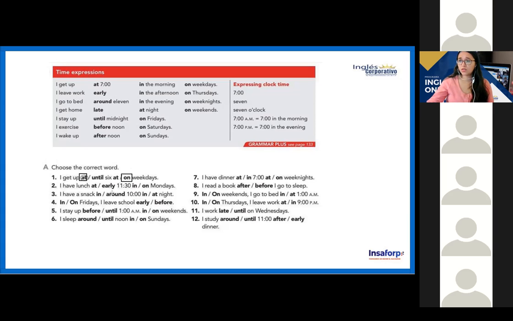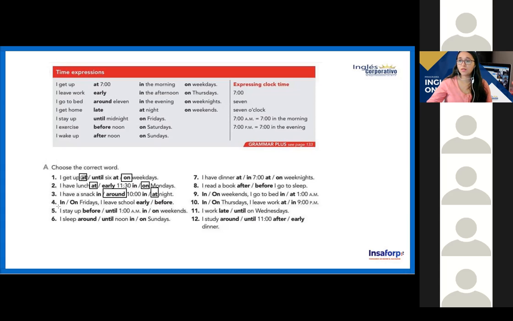What about two? I have lunch, sería at or early? At, right, porque tenemos una hora. Is it in Mondays or on Mondays? On Mondays. On Mondays, yes. And we have, I have a snack in or around? Around, right. And sería in or at? At.